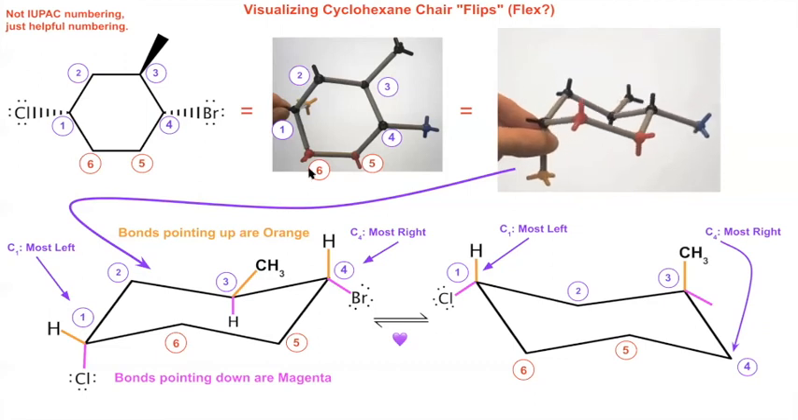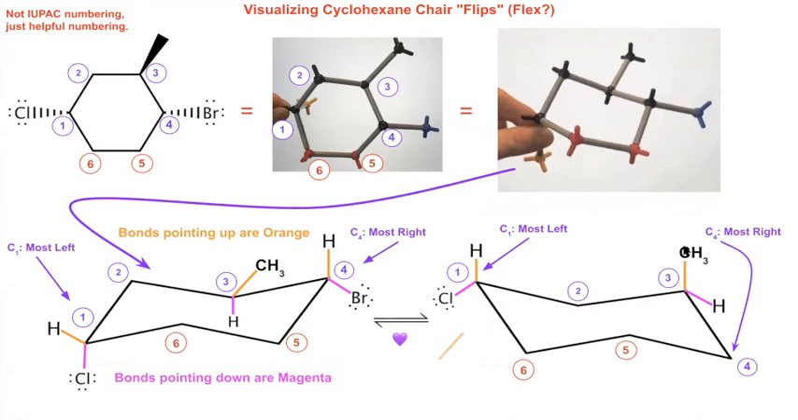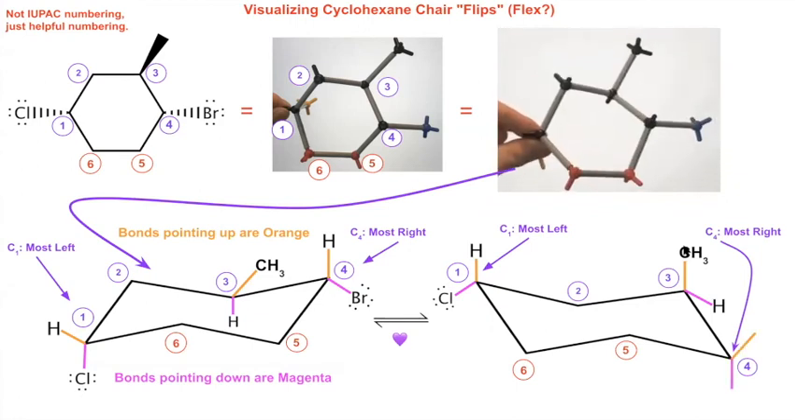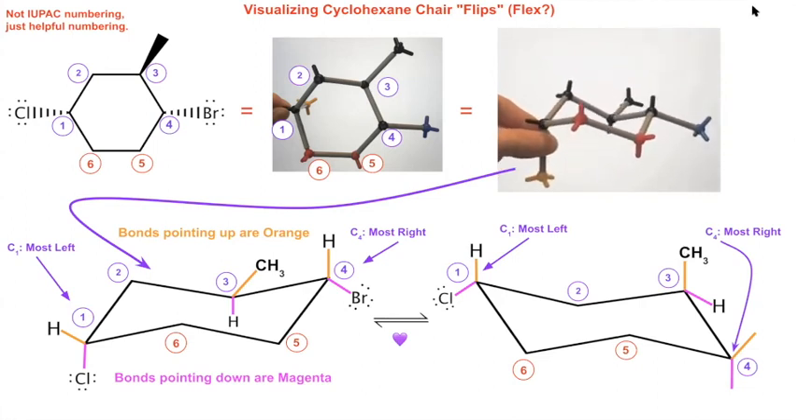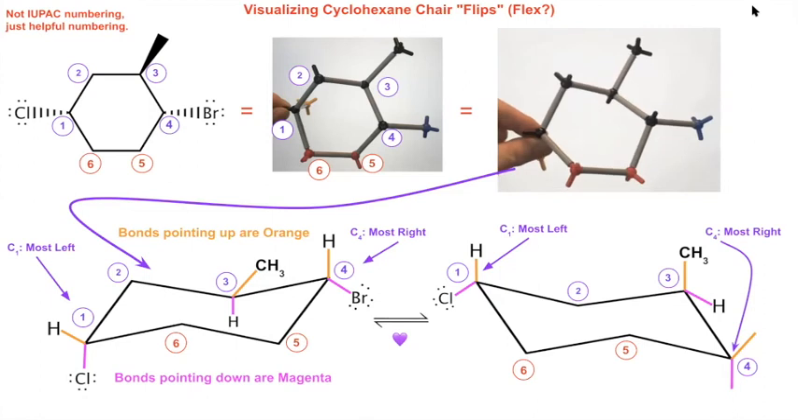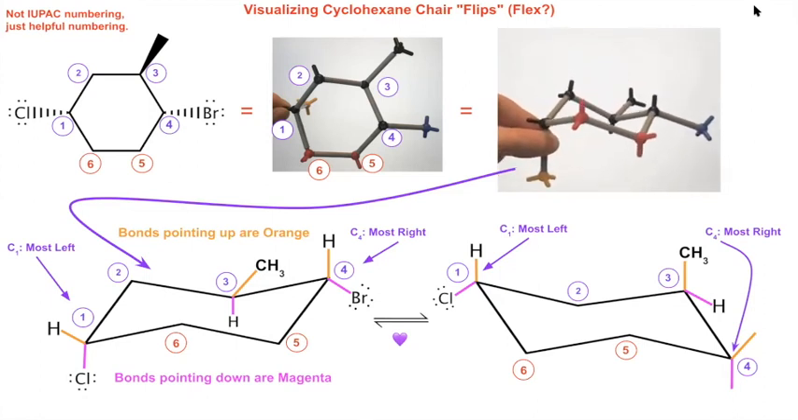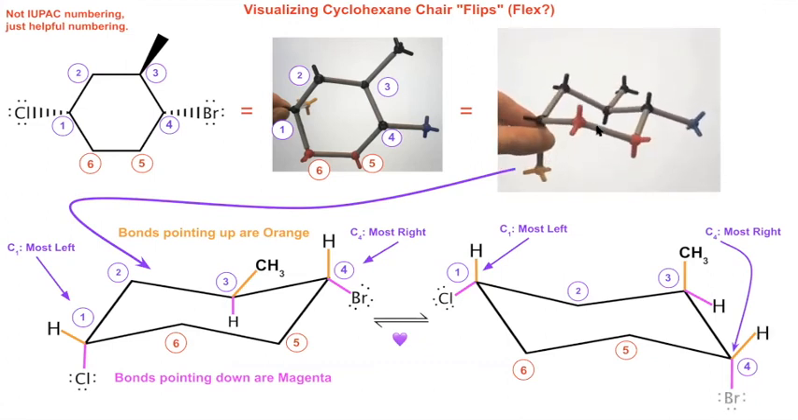Okay, so here we go. So the methyl is also, it was up on 3. It's still up on 3. And then on carbon 4, that's the one with the bromine. Should the bromine be up or down? What do you think? Bromine should still be down. And it is. There we go.